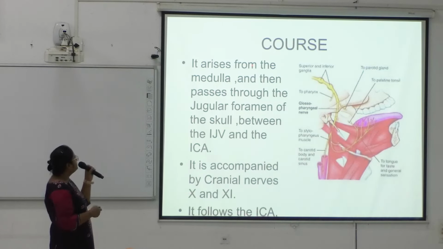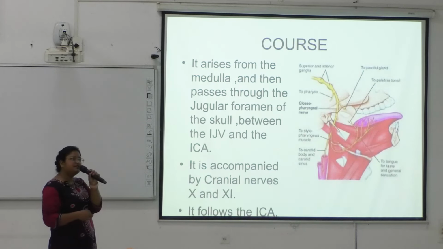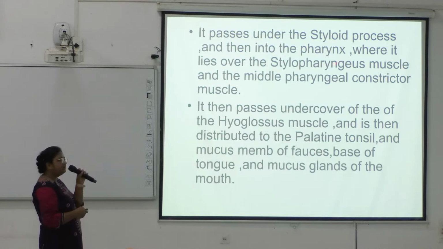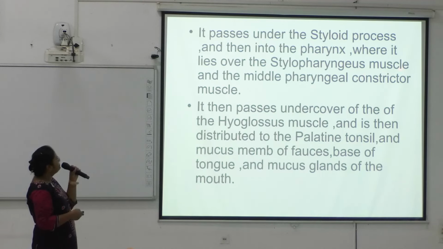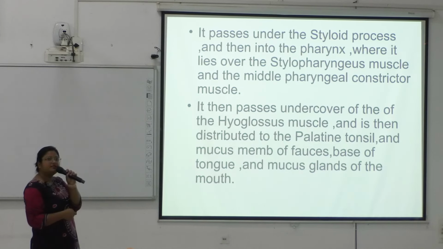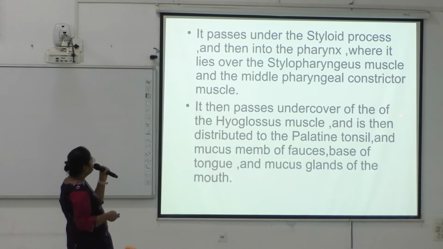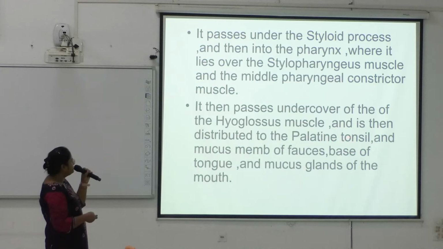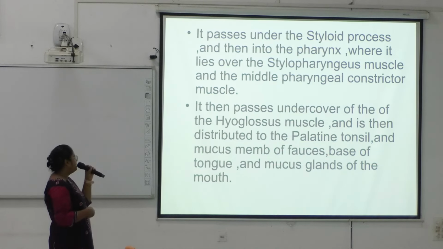Internal carotid artery. And where it lies over the stylopharyngeus muscle and the middle pharyngeal constrictor muscle. It then passes under the palatine tonsil, mucous membrane, base of the tongue and mucous glands of the mouth. Palatine tonsil.